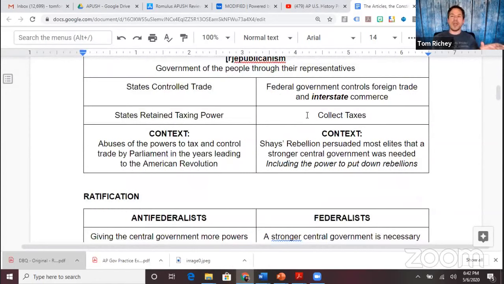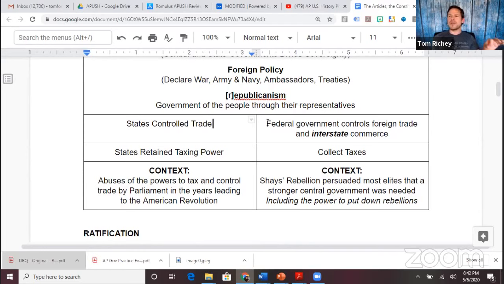And so we see here where the states continue to control trade. Meanwhile, the federal government controls foreign trade and interstate commerce. Now, note here that the states continue to control intrastate commerce. So the states control commerce within a state. And this, of course, goes all the way to the New Deal. Some of y'all may remember the Schechter Poultry Corporation versus the United States case, where the Supreme Court says that New Deal measures have gone too far in regulating the commerce of the states.